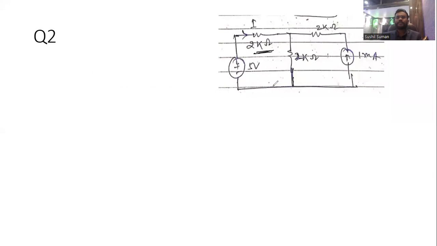What is the value of I? How can you find the value of I? This is 1 milliampere, so this is your 1 milliampere current. Now, what is the value of I? Just write this as the I current. Just write the equation here.